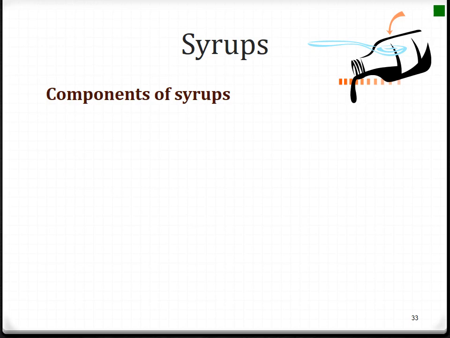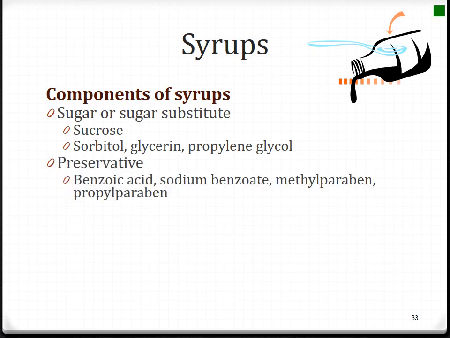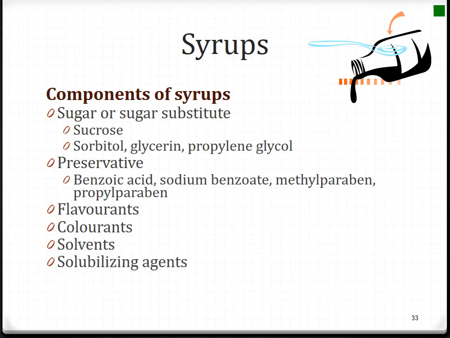In general, syrups contain sugar or sugar substitutes, preservatives such as benzoic acid, sodium benzoate, methylparaben, and propylparaben, flavorants, colorants, solvents, usually water and sometimes co-solvents, solubilizing agents which help to improve the solubility of the drug, thickeners to make the product more viscous, and stabilizers to keep the syrup in a stable single phase, for example EDTA.